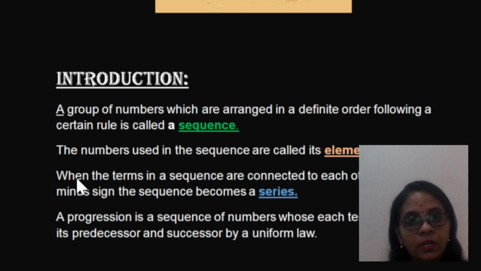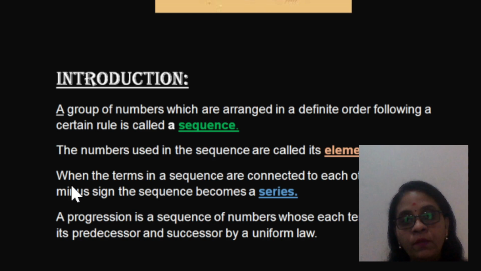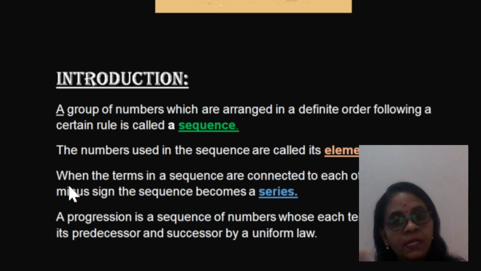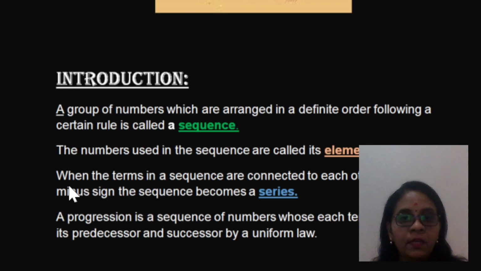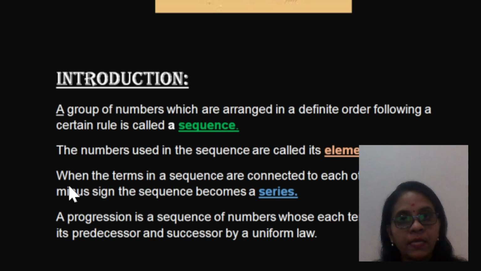Now what's a progression? A progression is also a sequence of numbers whose each term is related to its predecessor and successor by a uniform law. Predecessor is the previous number and successor is the number after, by a uniform law. It is not any law, it is just a uniform way. That is, if it is increasing by 2, it follows the same pattern. If it decreases by half, it follows the same pattern. If it gets doubled, it follows the same pattern. That is what is meant by a uniform law.